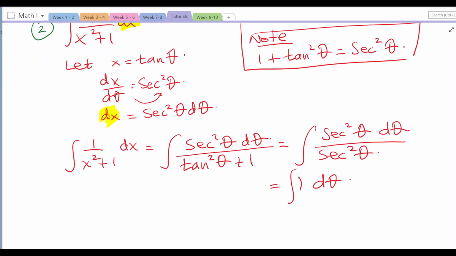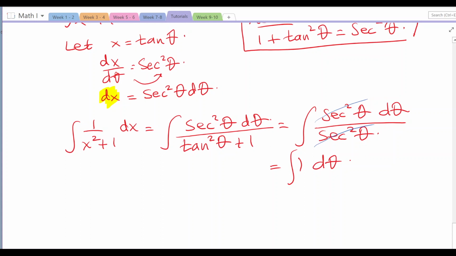Okay, so we're going to cancel with that one. You simply get 1 and then d theta. What is the integral of 1 d theta? Well, the integral of 1 d theta is simply theta plus c. What is theta? So we have the information there.